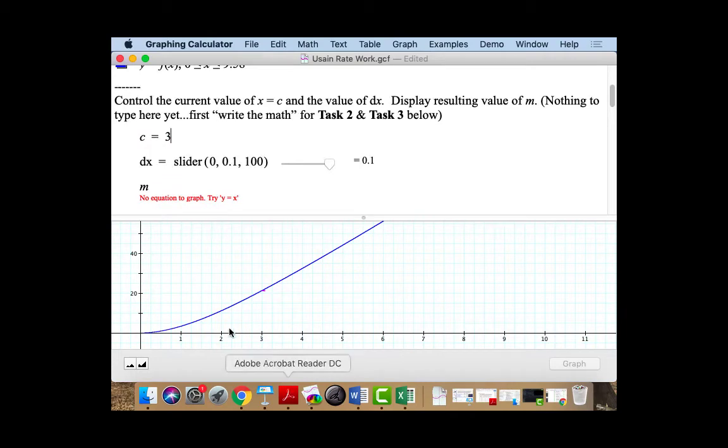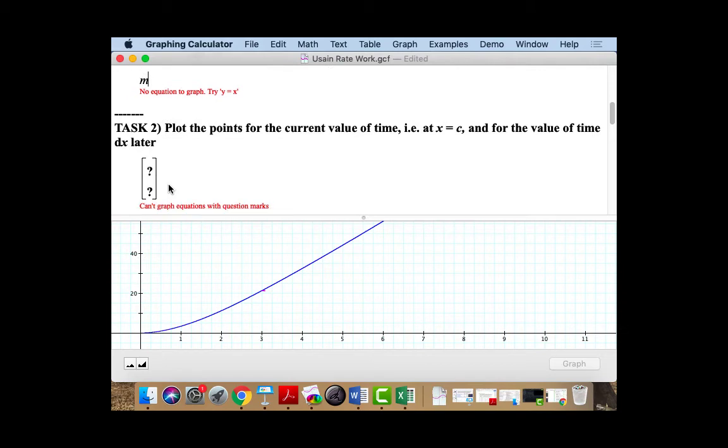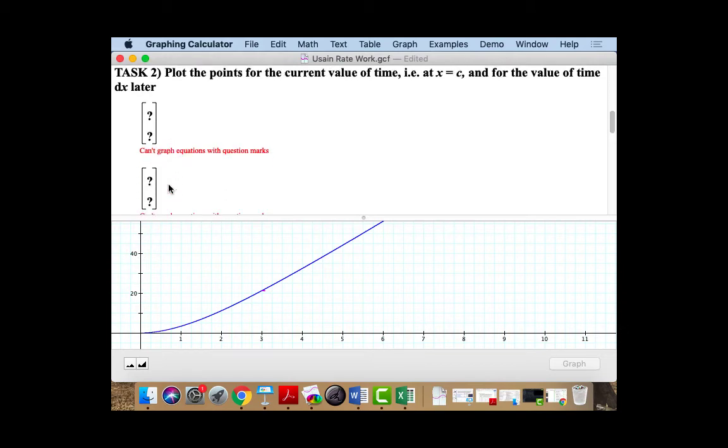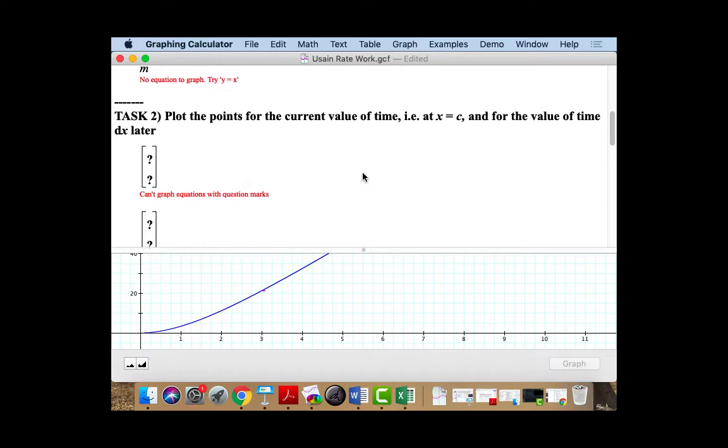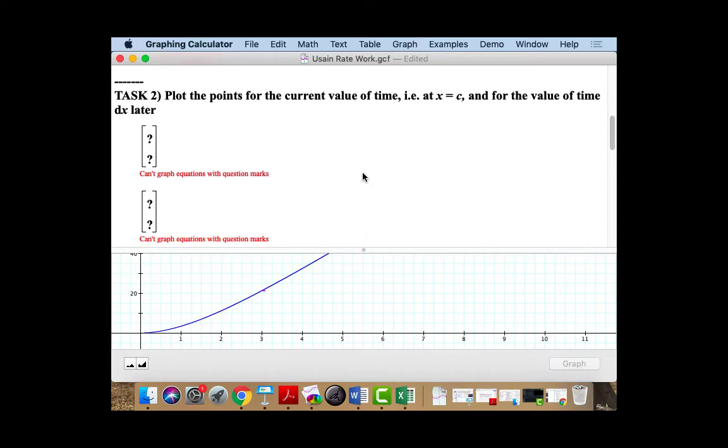But that's why there's some weird purple things right around, well, it's 3 right now when c is 3. So it says no equation to graph for m. You don't have to put anything there. We're going to actually write something for it to compute below. But right now we're using x equals c as a current value of x, and it's 3.